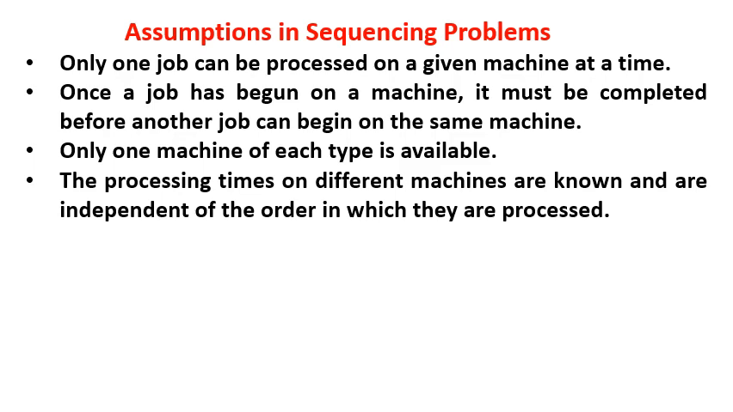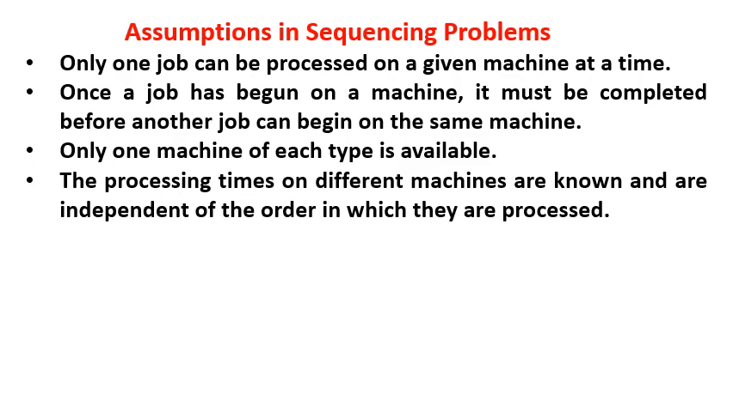The processing times on different machines are known and are independent of the order in which they are processed. So the processing times on different machines are already known or established. The input data has been given to you by the department, so the processing times are known in advance. You know exactly the processing time of job 1 on machine A, the processing time of job 1 on machine 2, and so on.